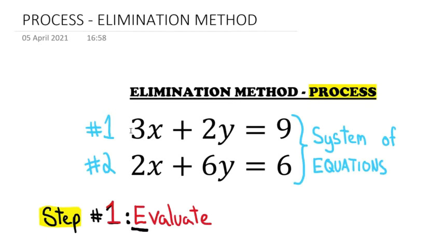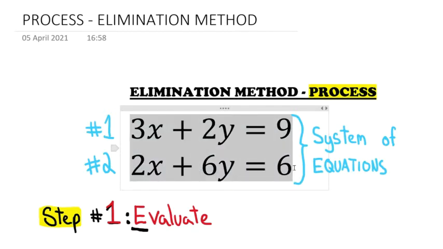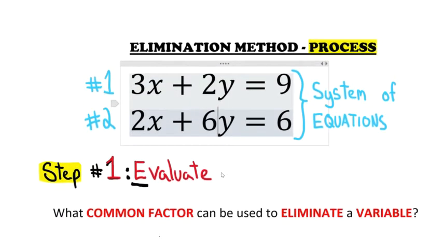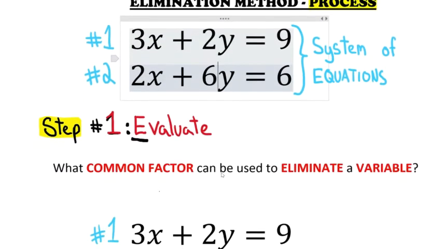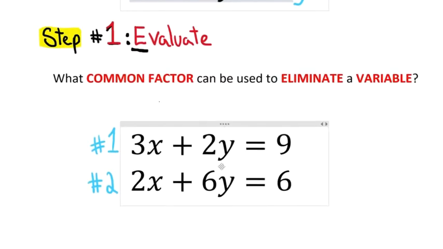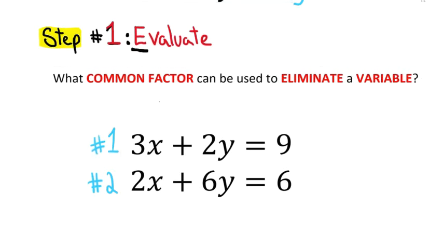We have equation 1, 3x plus 2y equals 9. And we have equation 2, 2x plus 6y equals 6. Now, as the EPA to the AREPA system goes, we must first evaluate it. And when we evaluate, we must ask, what common factor can be used to eliminate a variable?